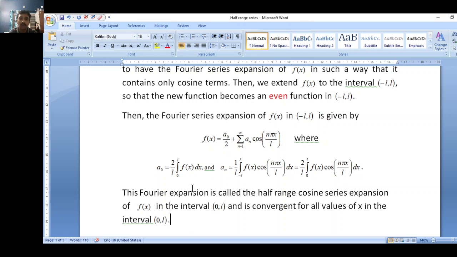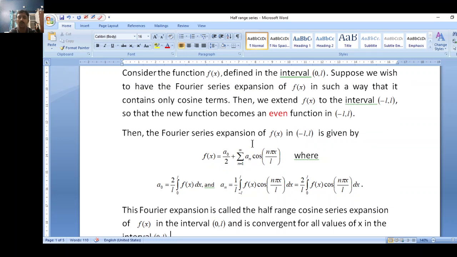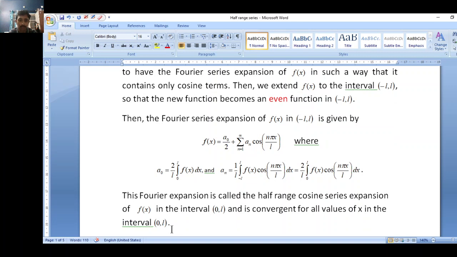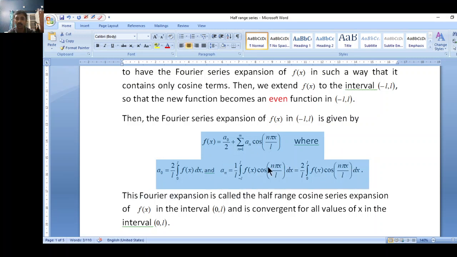Very importantly, this Fourier series expansion will not be valid for any value of x outside the interval 0 comma L, that is particularly in the interval minus L comma 0, because in the interval minus L comma 0 we have simply redefined the function in such a way that it becomes an even function. So to put things together, this expression what we have got here is what has to be remembered as the Fourier series expansion, the half range cosine series expansion precisely of f of x.